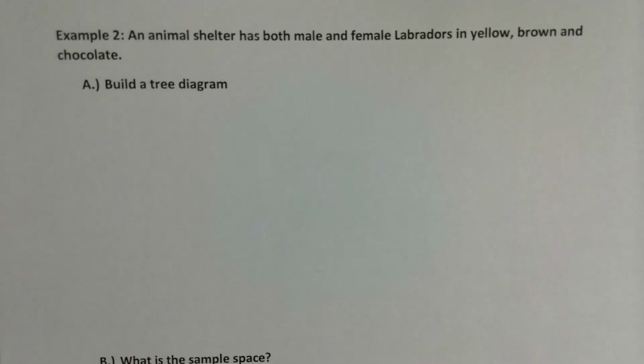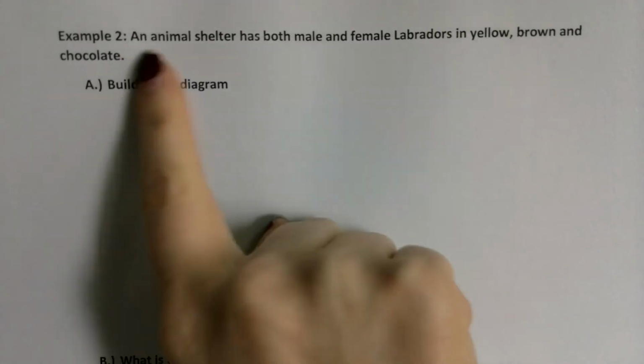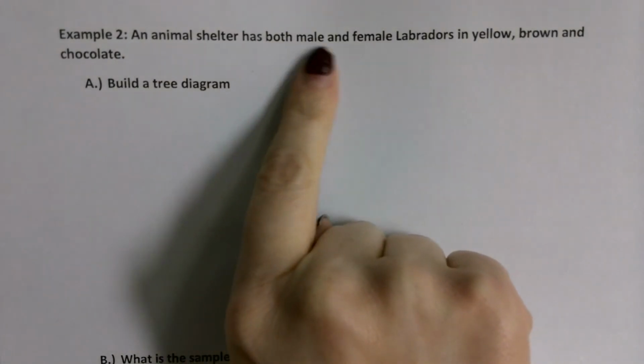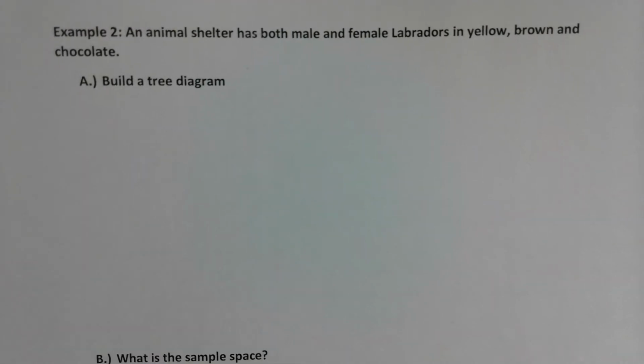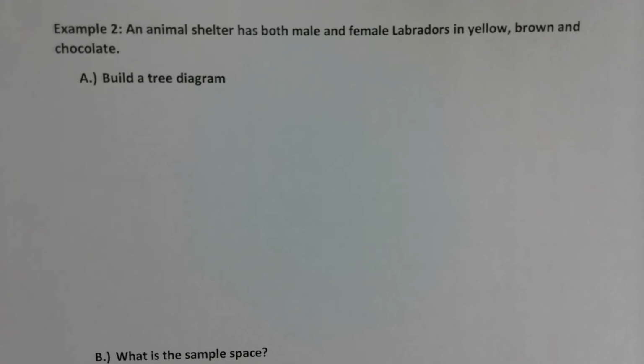Doing the exact same idea, but instead of physical coins or spinners or dice, we're actually coming across a real world situation. We got an animal shelter. It has both male and female Labradors, and they come in colors yellow, brown, and chocolate. So we want to build a tree diagram, identify what the sample space is, and answer a few probability questions based off of that information.